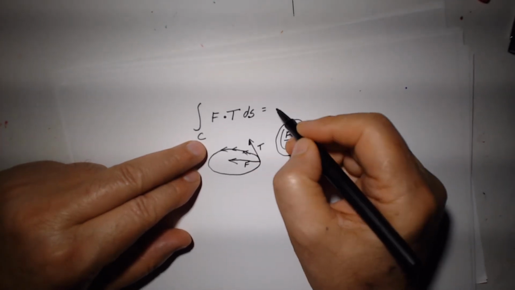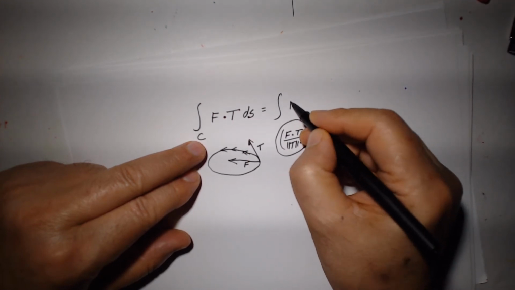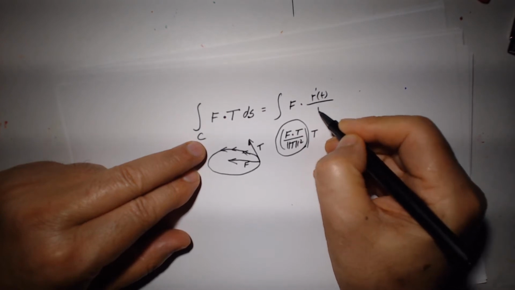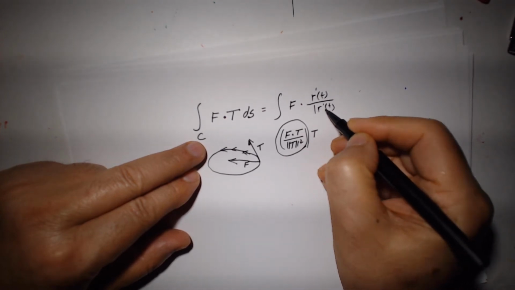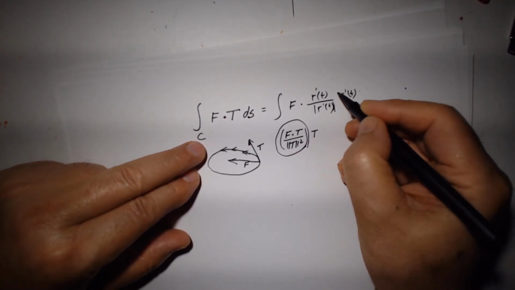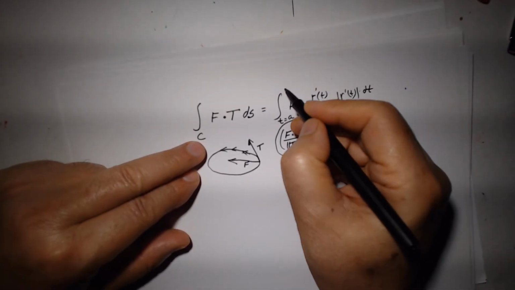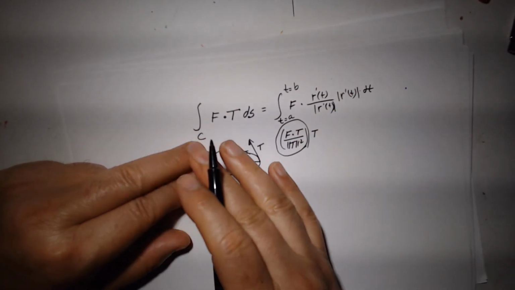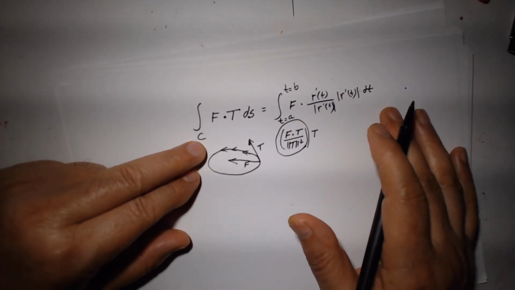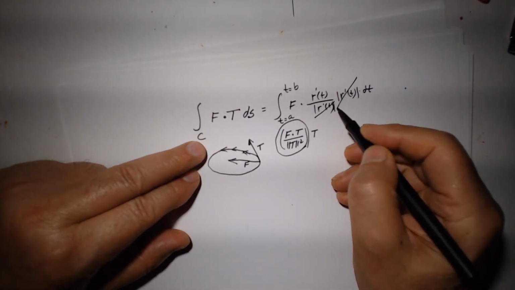But remember, what was ds and what was T? T was r prime of t over the magnitude of r prime of t, and ds was the magnitude of r prime dt. Here is how we write your line integral in parametric form: parameterize the vector field and the arc length, and we can write it that way.